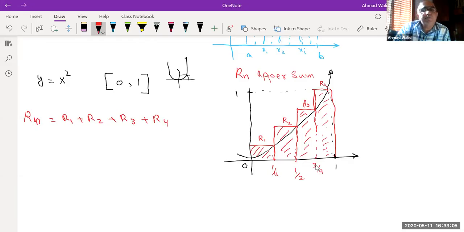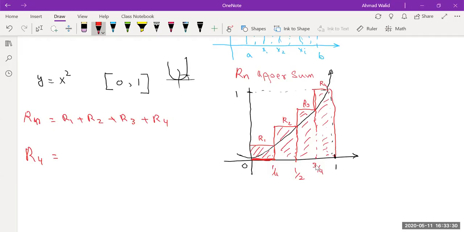Question for you. Rn or R of 4, the sum of these 4 rectangles from the right. How much is this small rectangle? How much is the width of this rectangle? How much is this from here to here? Any idea? 1/4. 1/4, right?